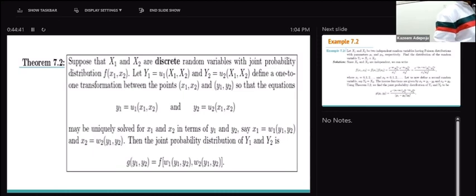Now, the one I'm presenting now in this theorem, we have a bivariate, x1, x2, and we want a new set of variables, y1, y2, where y1 is a function of x1, x2, and y2 is also a function of x1, x2. This is going to be a 2 to 2. Now, if I want to do that, just like what I did the other time, I need to solve for x1 and solve for x2, then plug that in. Now, let's take a look at that.